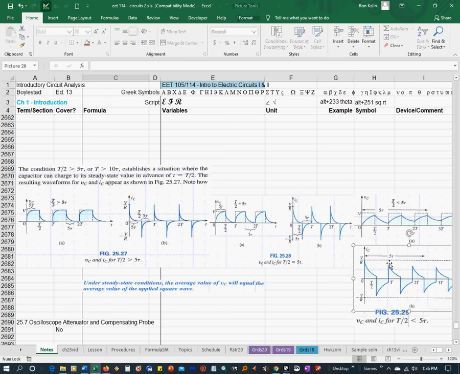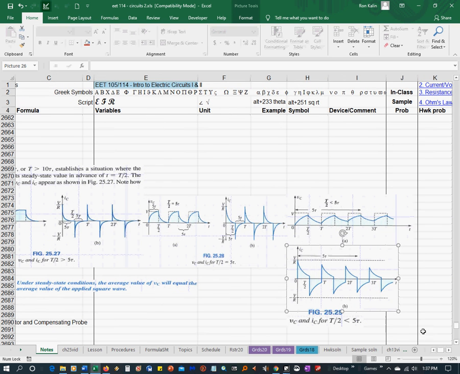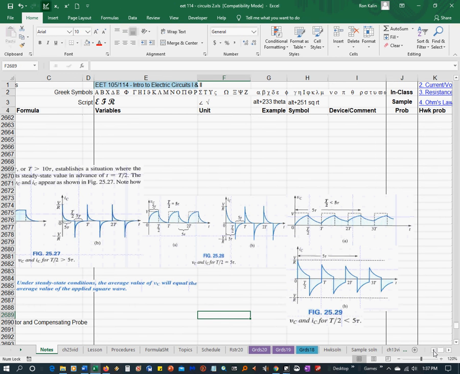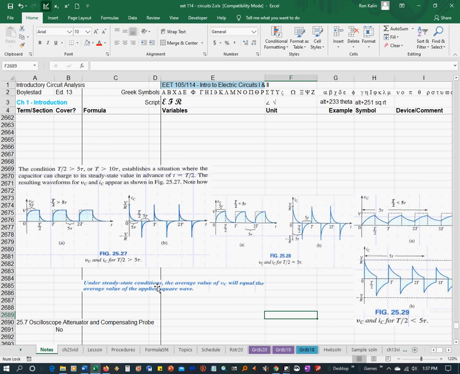And likewise, if T over 2 is less than 5 tau, then it doesn't have enough time to charge up. Okay? And it looks a little bit flatter, more like waves on the ocean. And likewise, this doesn't have full time to discharge and for the current to go to 0 before it goes to the next pulse. All right. So under steady state conditions, the average value of VC will equal the average value of the applied square wave.